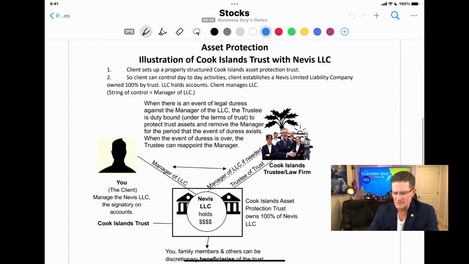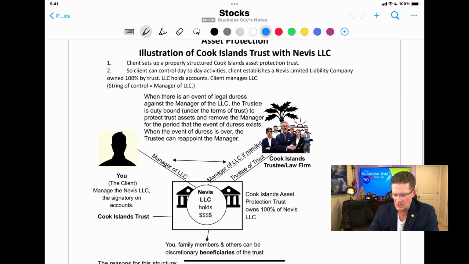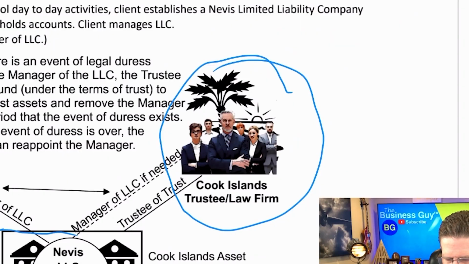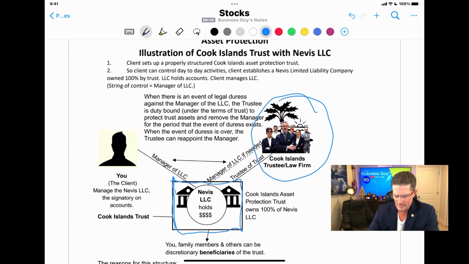Okay, for liquid assets, the strongest legal tool in the world is the Cook Islands or Nevis Trust. Okay, now the trust exists. Here's the trust. I just put a circle around the trustee law firm. So this rectangle represents the Cook Islands Trust. Okay, so the reason why we use the Cook Islands Trust is the most trusted jurisdiction in the world.